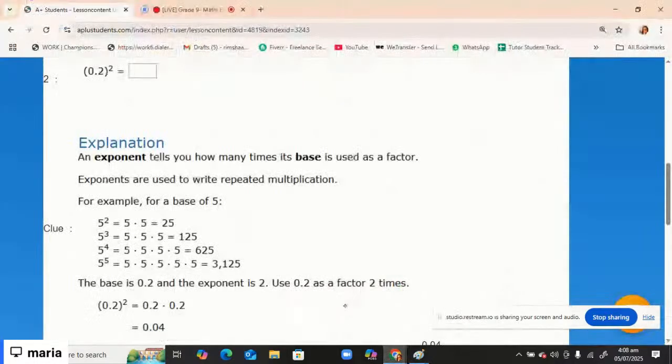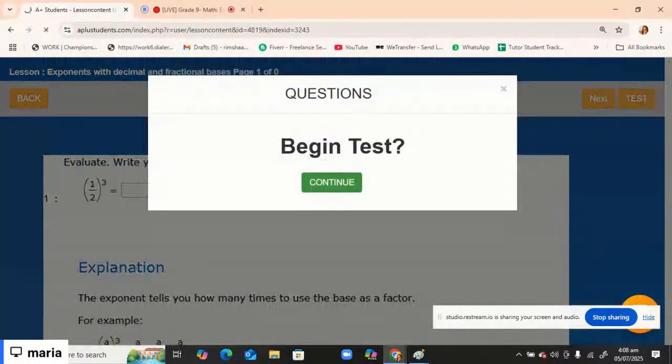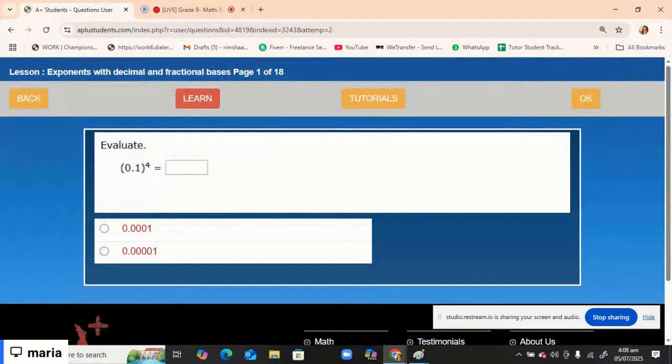Now let's discuss some test questions related to that. 0.1 power of 4.